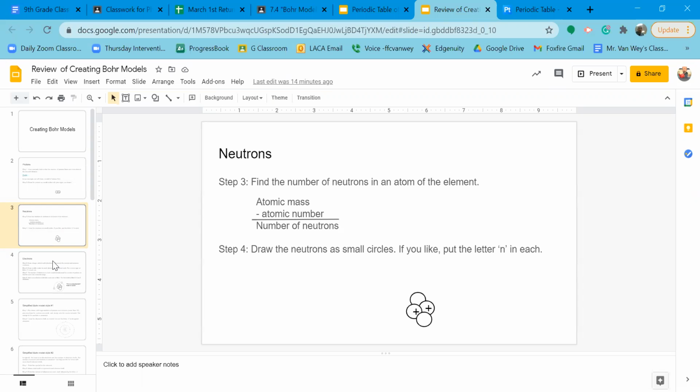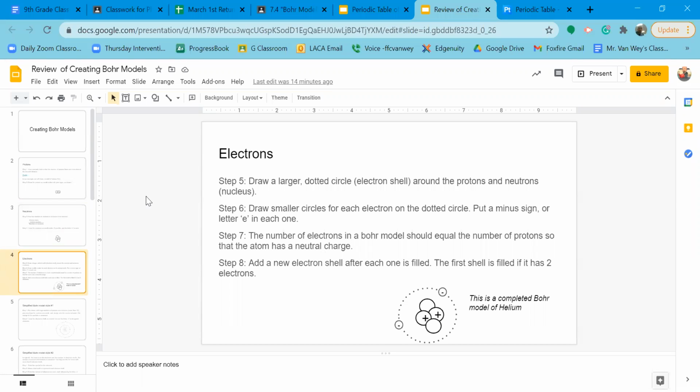Okay. The next steps are to draw the electrons. So for step 5, we need to draw a larger dotted circle. It doesn't have to be a dotted circle. I tend to use a dotted circle so that we know it's not just another giant proton or something. So you're going to draw an electron shell around the protons and neutrons.